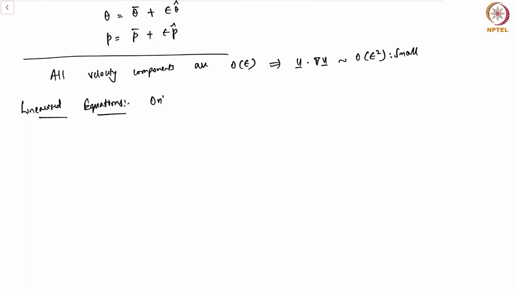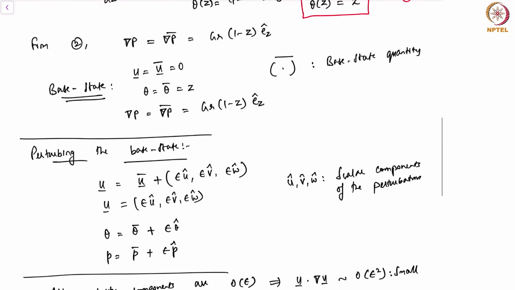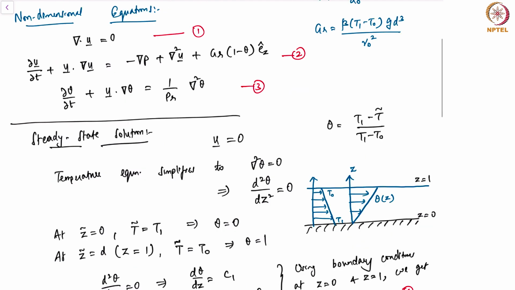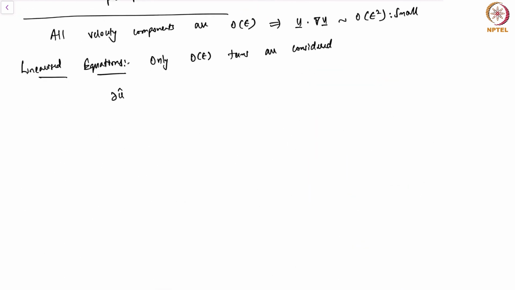So let's write down the linearized equations, meaning only order epsilon terms are considered. We don't have terms smaller than order epsilon. We also don't need to consider the base state, as the mean cancels out with the mean. So the continuity equation essentially becomes, all that we do is substitute these perturbations into our equations 1, 2 and 3. The continuity equation becomes del u hat by del x plus del v hat by del y plus del w hat by del z is 0. Note that there is no epsilon because epsilon will cancel throughout.